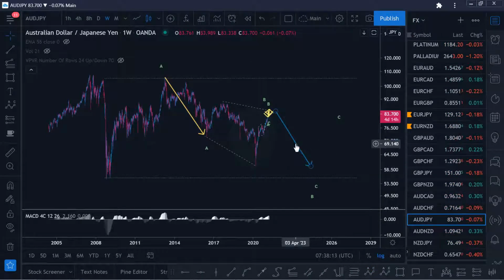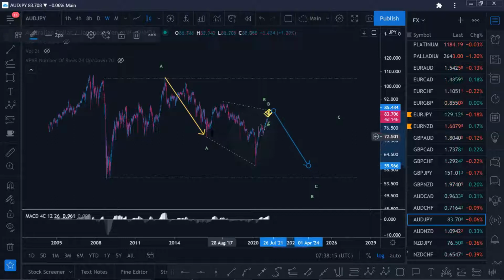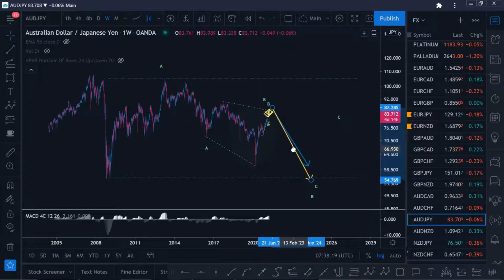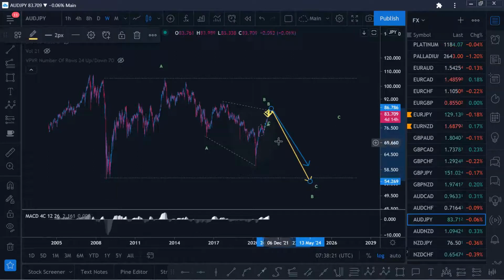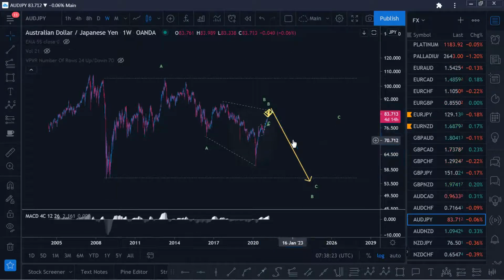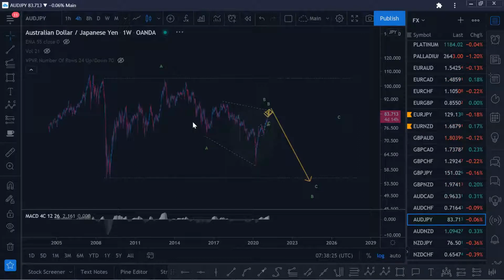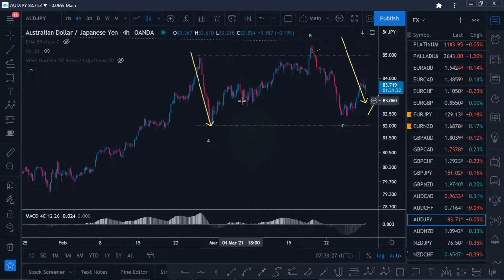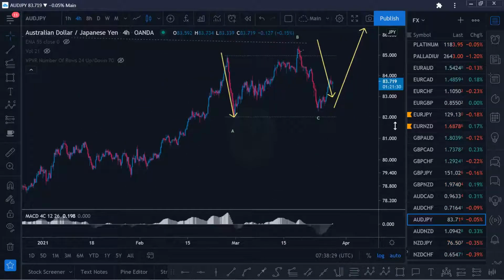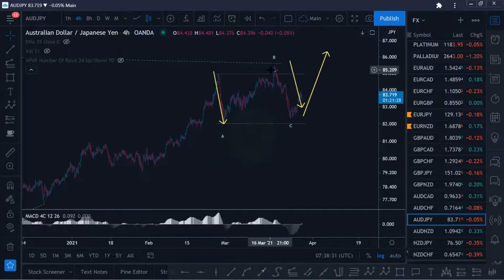But really what we're just looking at in layman's terms is we've seen a little corrective structure on the higher time frames, and the next move down is this one to go break these lows at 55 on the Aussie Dollar Yen. Have we turned or not? That's the question. The lower time frames are saying probably a little bit more upside, but this is not fully confirmed yet.